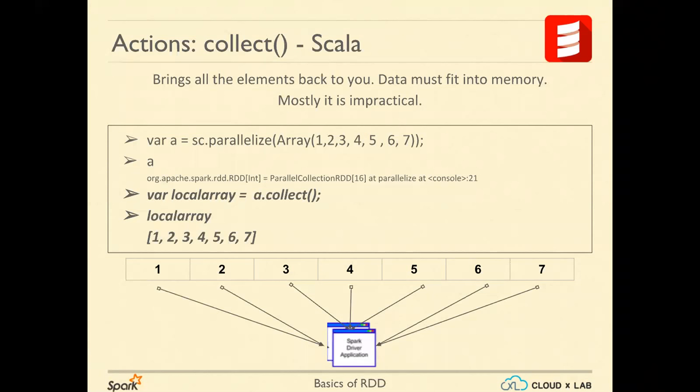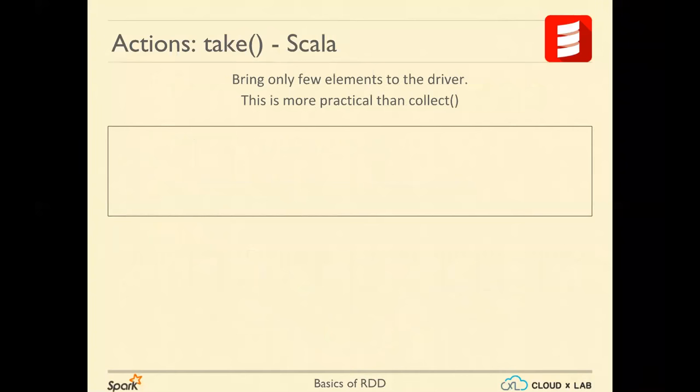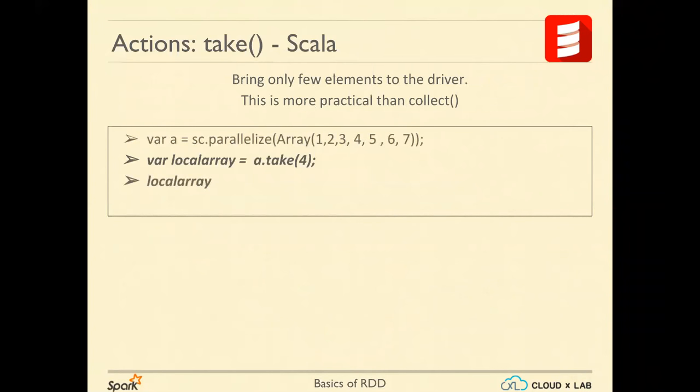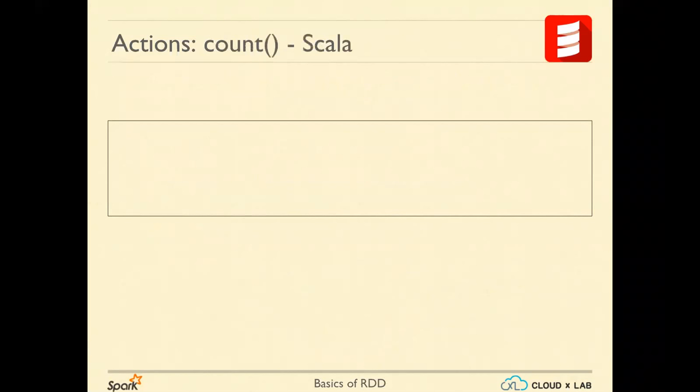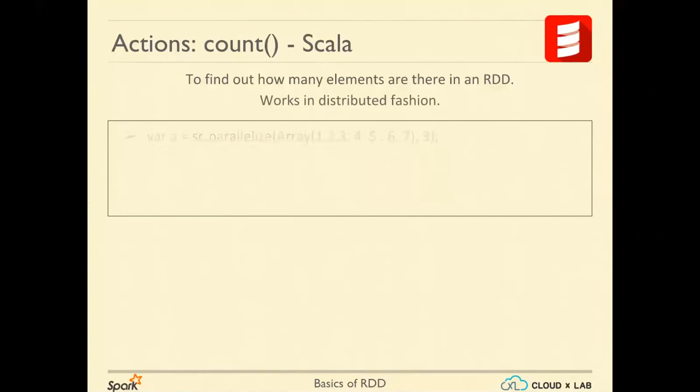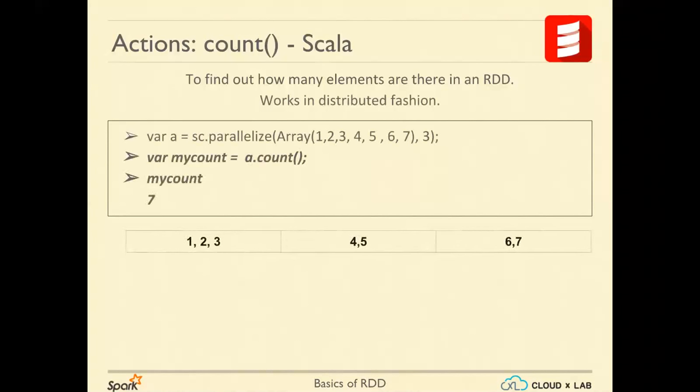Next, this one we have already talked about, the take only brings some of the elements. So here take is only bringing 4. All right. So take is an action, collect is an action, save as text file is an action, count is an action. It counts how many elements are there in an RDD. Okay. Again, count works in a distributed fashion. It counts parallelly on all the machines.